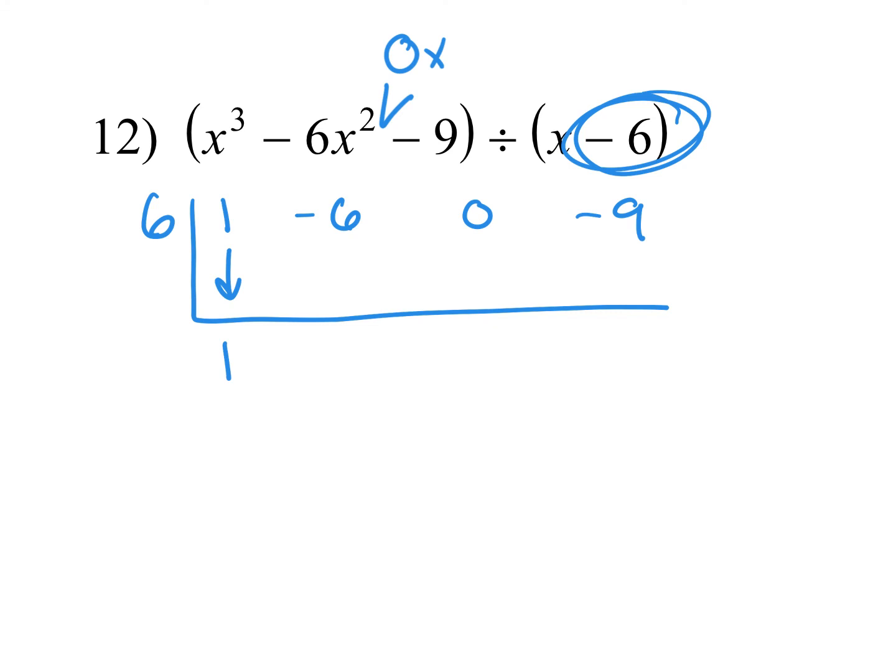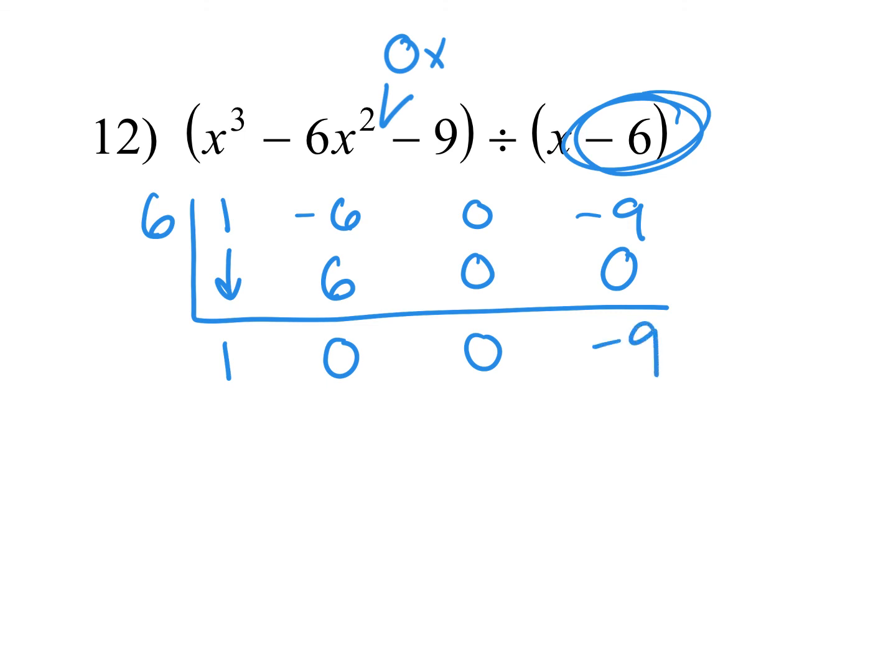Drop down the 1, and then what? Multiply, then. So we get 0. What's 6 times 0? And 0 plus 0? And 6 times 0? And negative 9 plus 0?